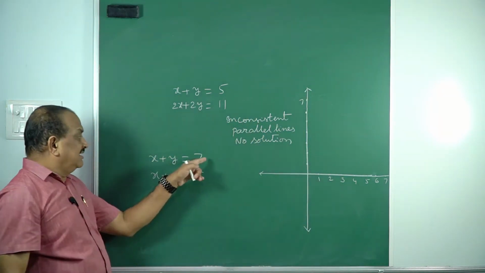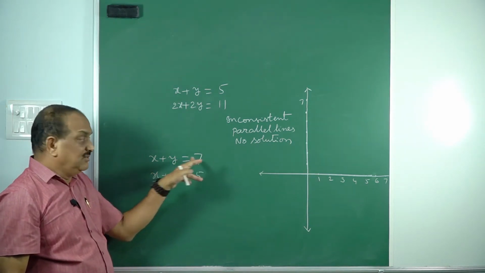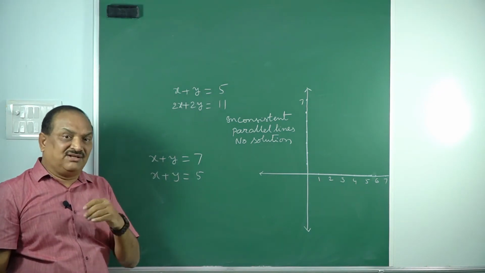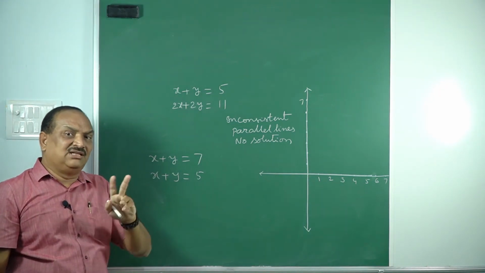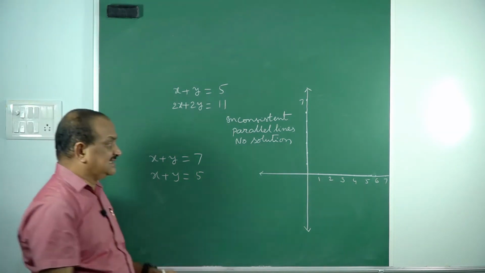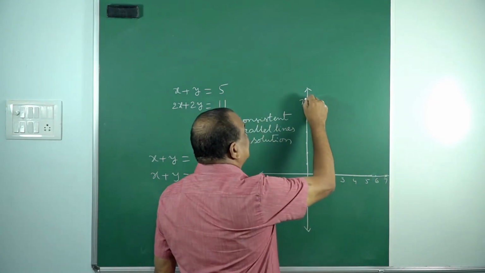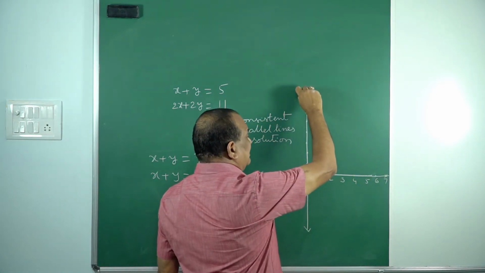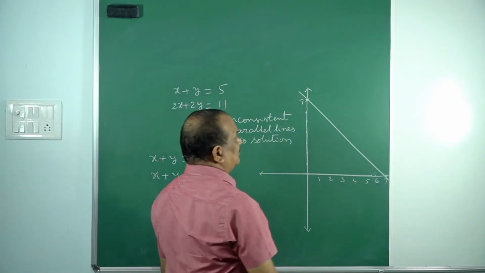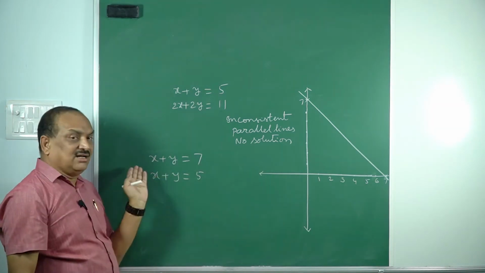I try to draw the graph of the first one. It can be 7 plus 0, 7. 0 plus 7 is 7. So there are 2 points. One is 7, 0, another one is 0, 7. One point is on the x-axis and one point is on the y-axis. This is 7, 0 here and 0, 7 here. And my graph is a simple graph joining these two. That is done.